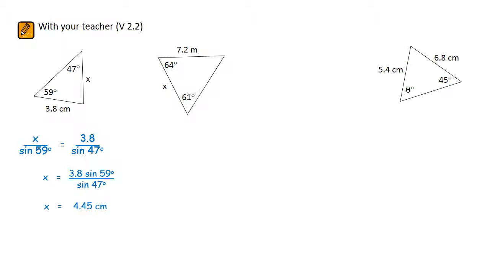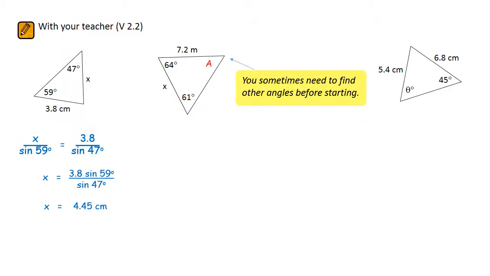In this second one, you'll notice that it's very difficult to set up, because you want to say x over the sine of the angle opposite it, but we don't know that angle. So sometimes it's necessary to find out other angles before you can start doing the question. We need to find out what angle is opposite side x before we start. And we can do that quite simply because we know two other angles, and so we can work out the third one because the angles in a triangle add up to 180 degrees. Do some simple arithmetic there, and we'll find out that angle A is equal to 55 degrees.